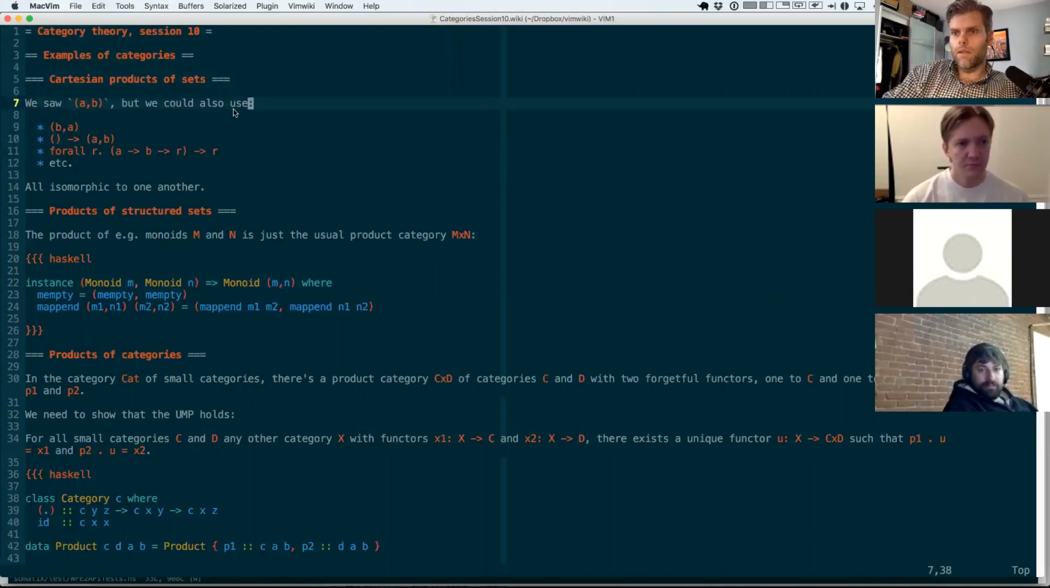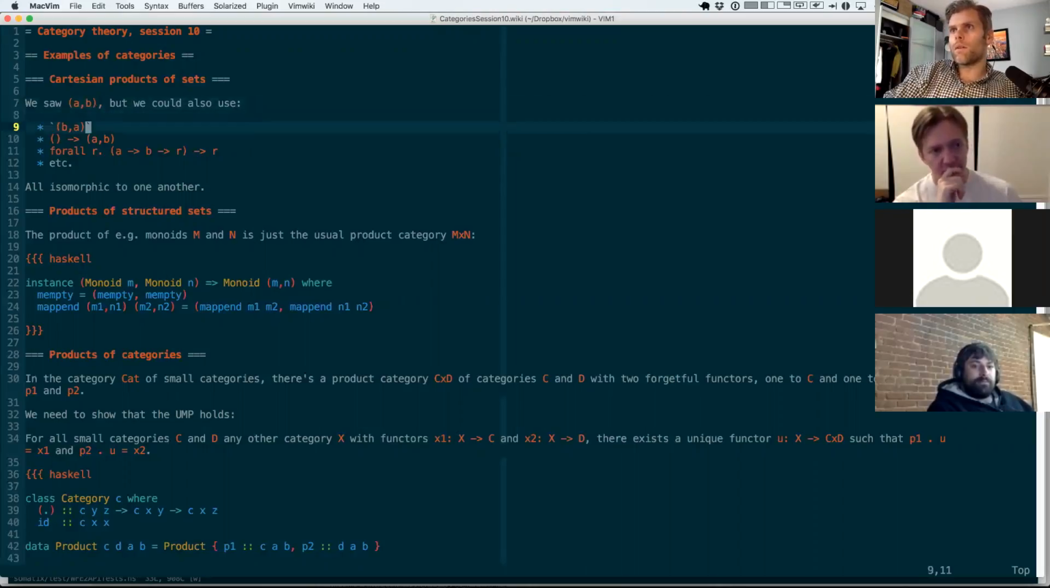So the first example we've already looked at is the Cartesian products of sets. We saw the product A comma B, which is the pair type of the two types A and B, where an element of that type is just a pair, one of type A and another one of type B. But we could have also used the pair B comma A. It's also a product of A and B. We could also use unit to A comma B. That's also a product of A and B.